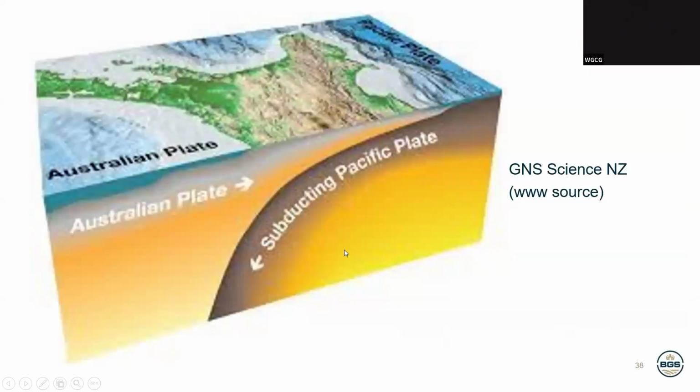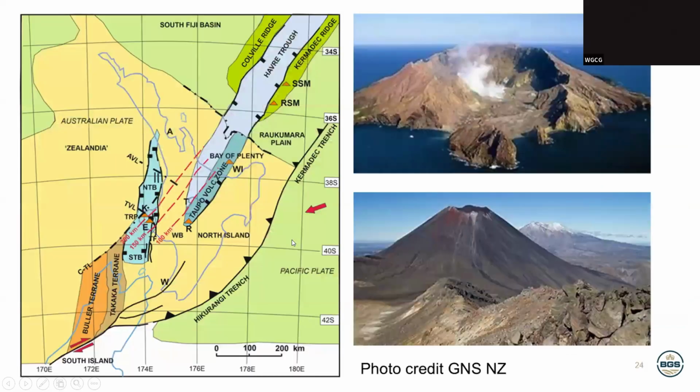That was an image we showed before. So this is north in this direction, top end of North Island, and we've got the Pacific Plate dipping in a subduction zone westwards beneath the Australian Plate. Next slide, please. And these lovely volcanoes, well, as I say, they're lovely photographs, but these volcanoes are deadly.